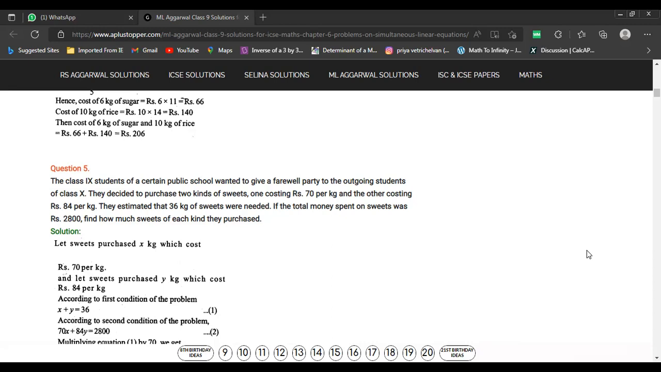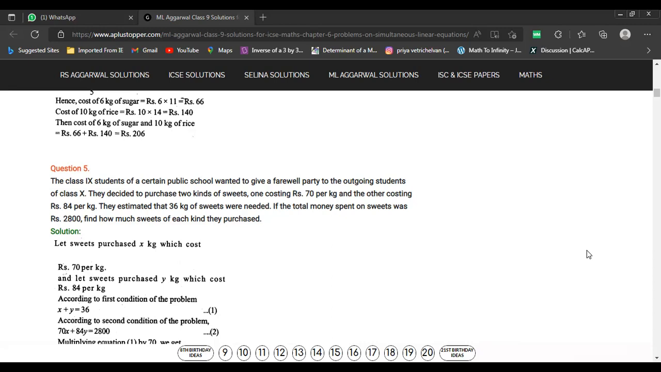So they are going to buy two kinds of sweets. They also gave us the pricing, one costing rupees 70 per kilogram and the other costing rupees 84 per kilogram. The total money they spent on the sweets was rupees 2,800. So now we are going to find the quantity, how much sweets of each kind they purchased. So basically we'll be finding the value of X and Y here.